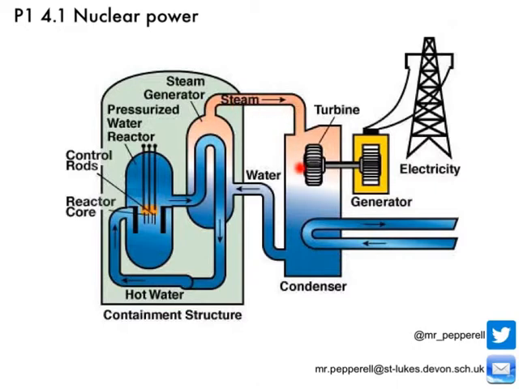The steam comes down here onto the turbine, spins the turbine. When the turbine spins, it turns the generator and generates electricity. So it's basically the same process as a coal-fired power station when you get to this side of it. It's just you're using a different way to make the steam over here.